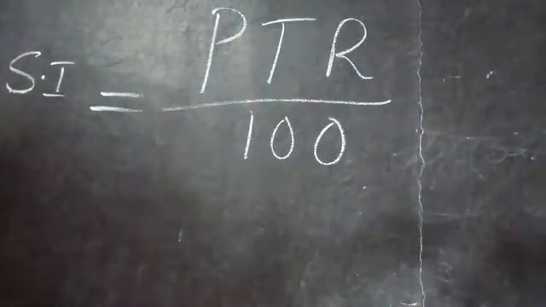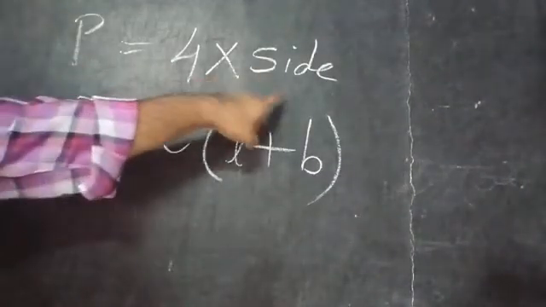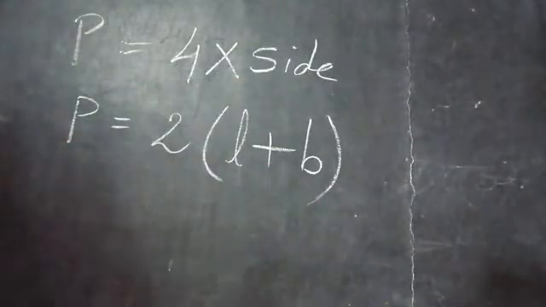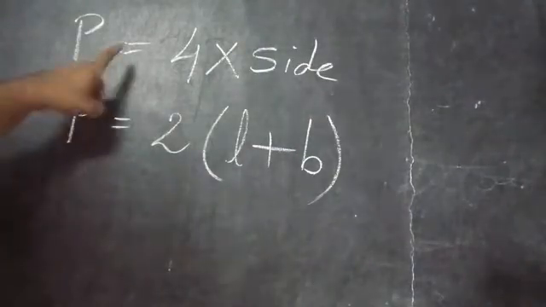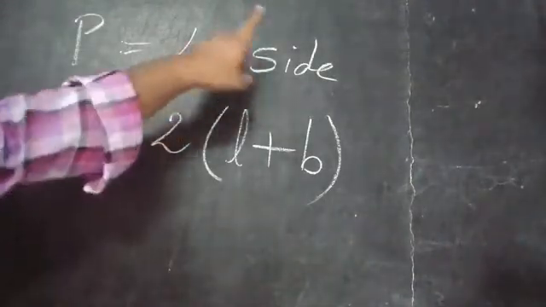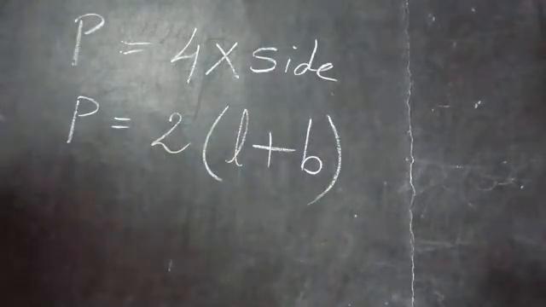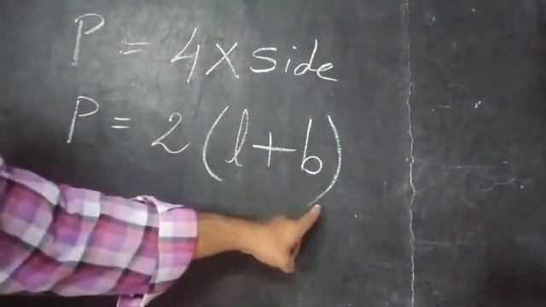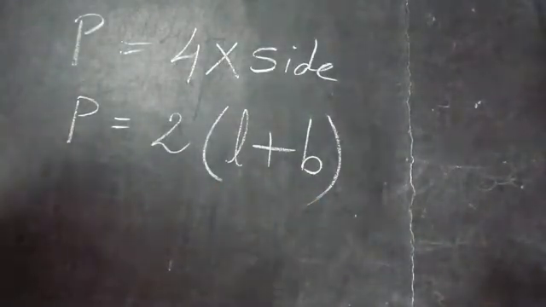Keep that in mind. The next formula is P is equal to 4 into side, and P is equal to 2 bracket of L plus B. These two formulas are, one for a square and one for a rectangle. In the first, 4 is not changing for each and every sum, but the side is changing. In the second, L is changing and B is changing. So here the alphabets are changing and the numbers are not changing.